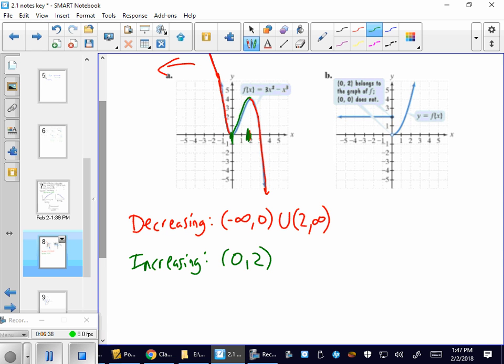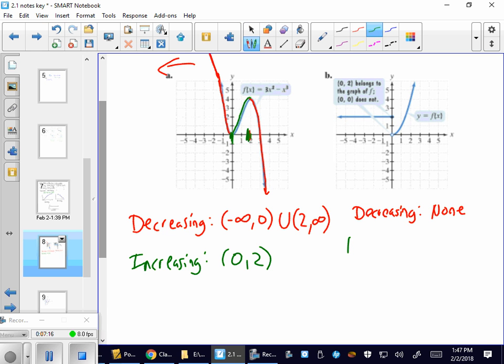Let's look at B. So we're going to want the same things. And by the way, in letter A, there was no place that this thing is constant. There's no place that you have a horizontal line anywhere. In letter B, let's look at where this function is decreasing. Well, if I look from left to right, looks like it's not decreasing, not decreasing, not decreasing. It doesn't look like it's decreasing anywhere. It's either constant or it's going up. So in this case, there are no, or none, for the intervals of decreasing.